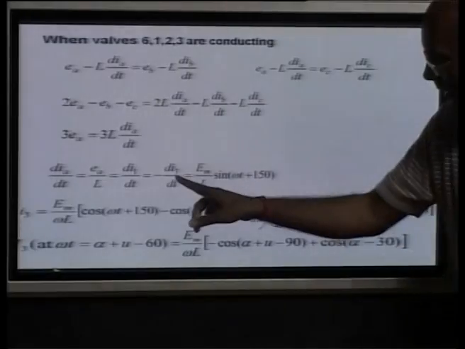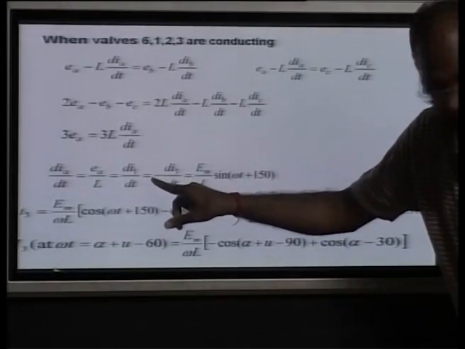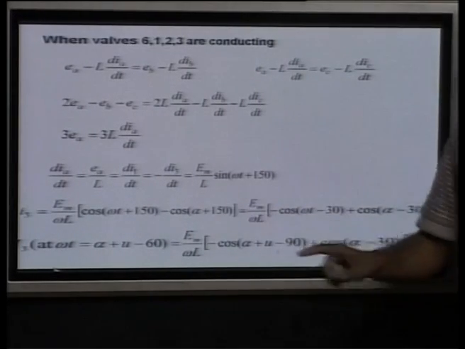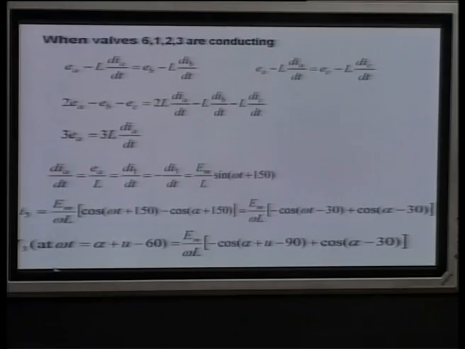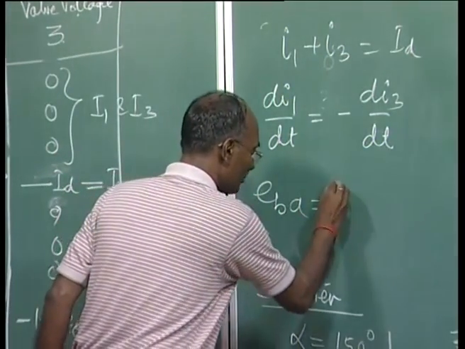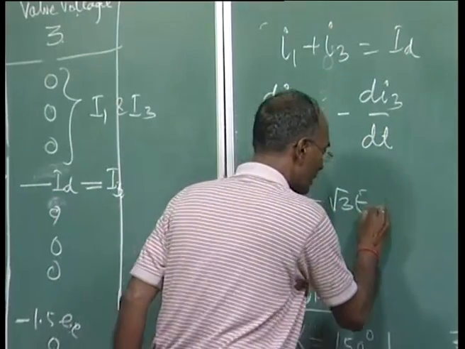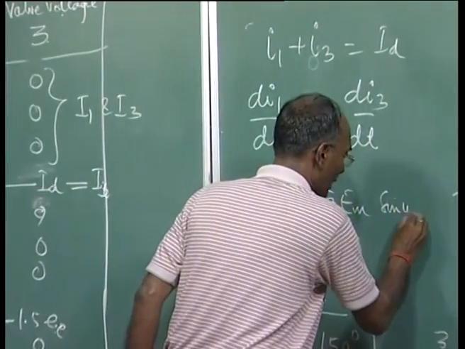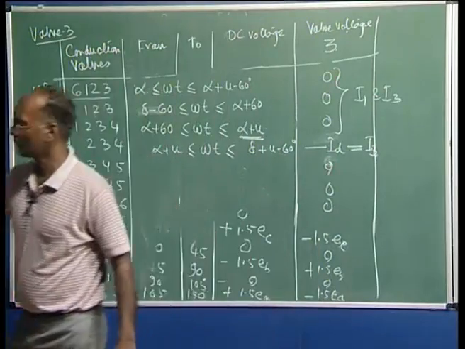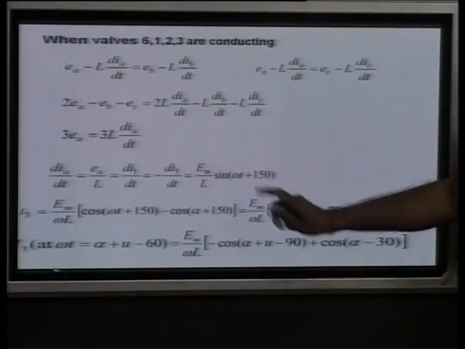So, here I have written this relation, and this is equal to EA, and EA again we are writing because our reference was EBA. Based on that, it is root 3 EM sin omega t. Based on this, we can write the voltage EA will be this.